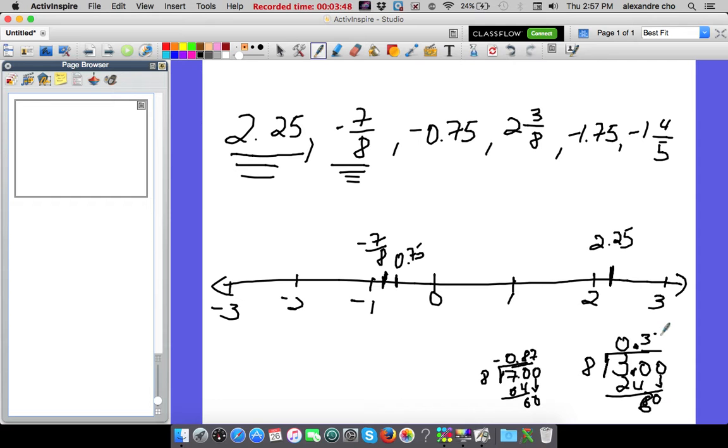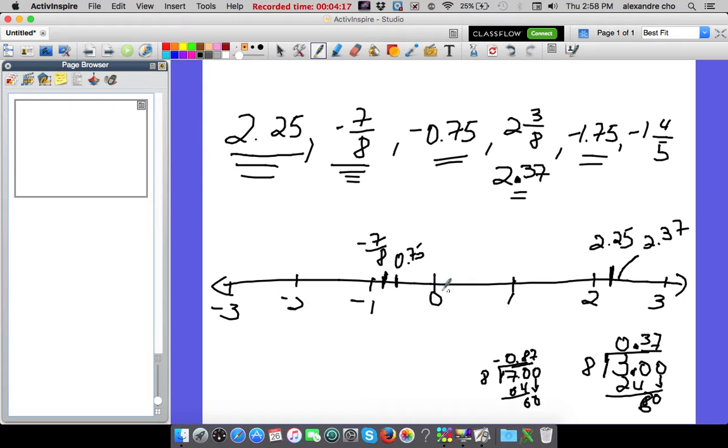60, and 8 goes into 60 7 times. So 0.37. So 2 3/8 changes to 2.37. So that's more or less what it is. This division will probably go on. So now you know that 2 3/8 is after 2.25. So it's somewhere about here, 2.37. Okay, that's done.